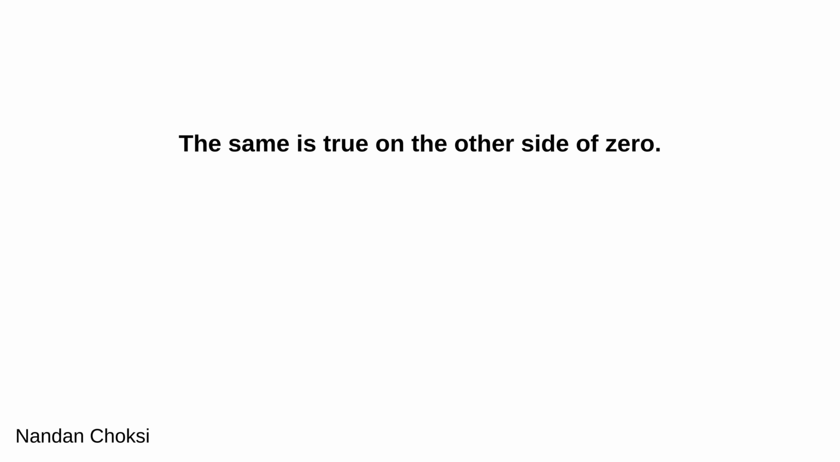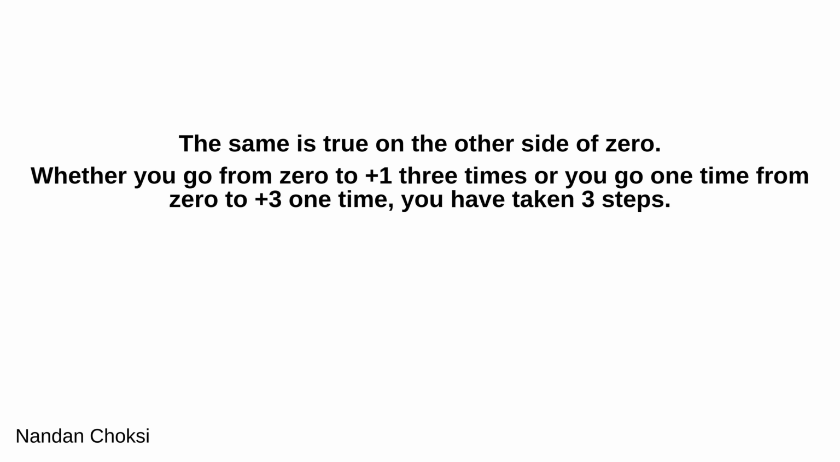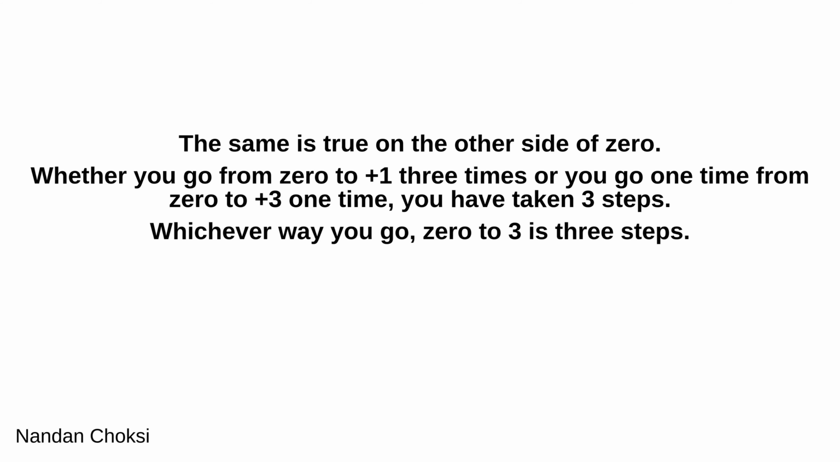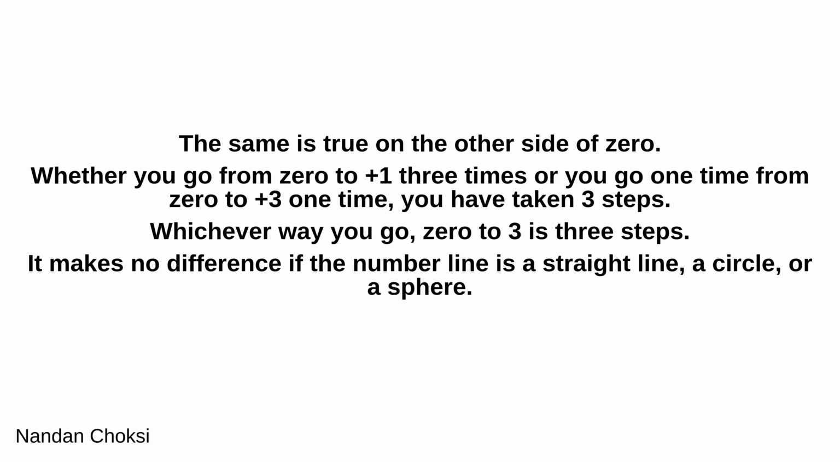The same is true on the other side of 0. Whether you go from 0 to +1 3 times or you go 1 time from 0 to +3, you have taken 3 steps. Whichever way you go, 0 to 3 is 3 steps. It makes no difference if the number line is a straight line, a circle, or a sphere. 3 steps is 3 steps.